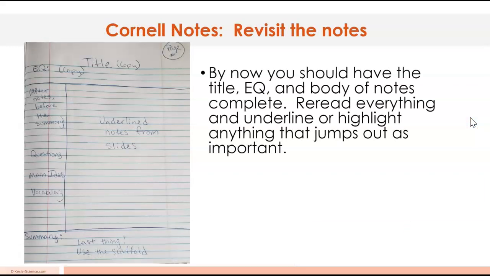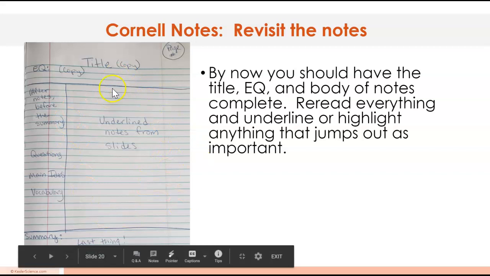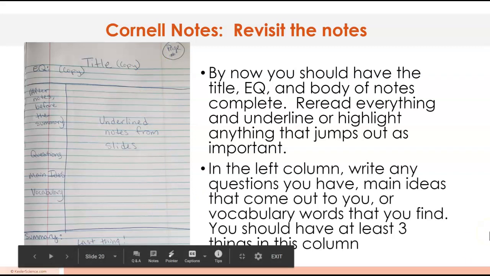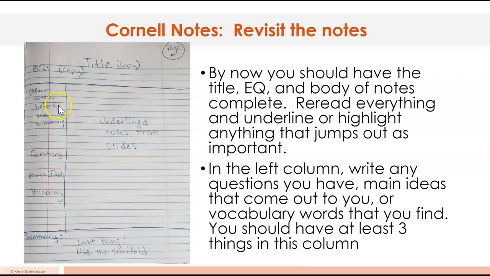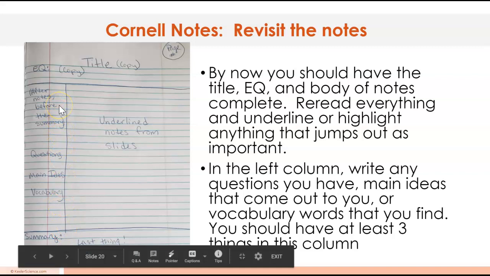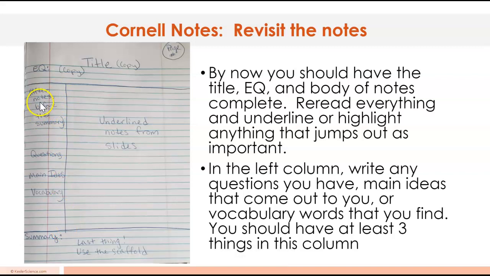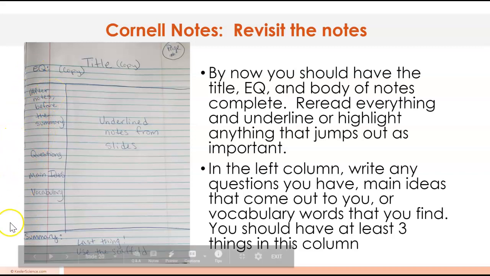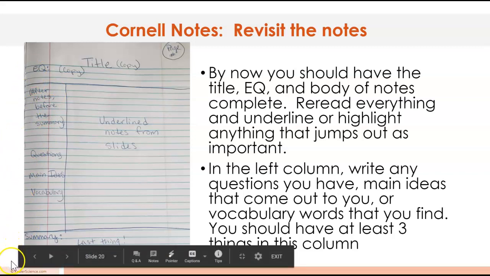All right, let's revisit the notes. By now you should have your title, your EQ, your page number, the body of your notes, and your little sketches of the boundaries. I want you to go back through and reread everything, and underline or highlight anything important that jumps out to you. Then in the left-hand column, you're going to put any questions you still have, any guiding questions you come up with, main ideas that pop out, or vocabulary words. Plate tectonics should be one of the definitions you have highlighted, one of the vocabulary words. You should have at least 3 things in this column. So go ahead and hit pause and make that happen.